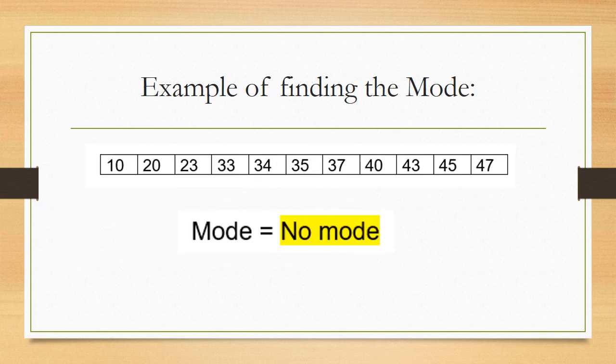Okay, an example of finding the mode over here. Can you see that not one number comes forth more than once? Okay, so the answer is no mode.